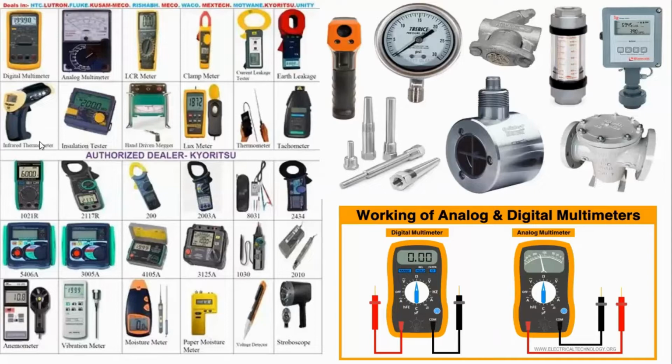Then the infrared thermometer, doctors and hospitals have it. Insulation tester and different types of meters, you can find them all over, right? Tachometer, right? So lux meter, that is for measuring the intensity of light. Okay, lux meter, how much light there is. So you will have these different types of meters. You can see them on these instruments.